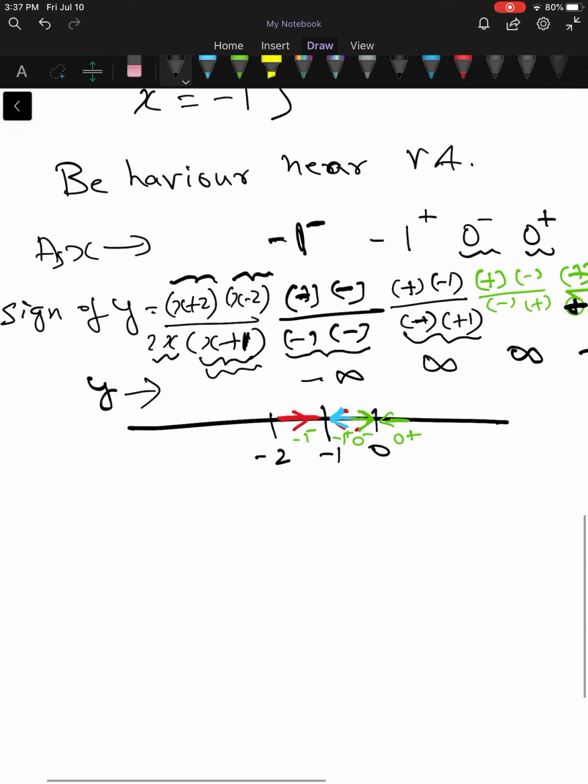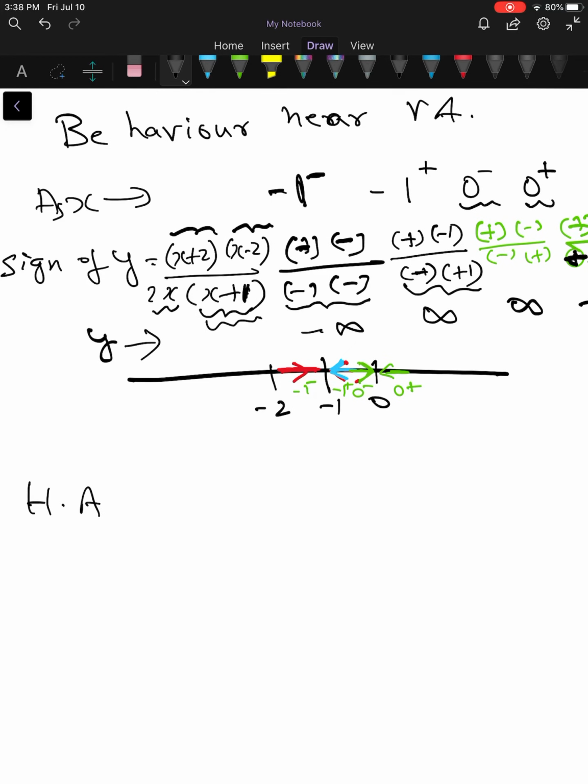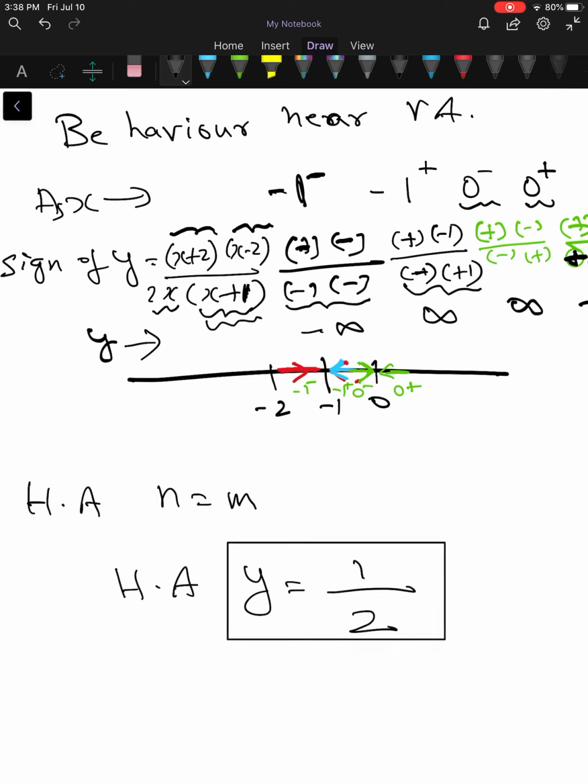Okay, so now let us check what our horizontal asymptote is, which I am writing as HA. In the given function, the degree of the numerator and the degree of the denominator are equal. Therefore, the leading coefficient of the numerator divided by the leading coefficient of the denominator will be our horizontal asymptote. So y will be equal to, what is the leading coefficient of the numerator? It is 1. What is the leading coefficient of the denominator? It is 2. So y = 1/2 is our horizontal asymptote.